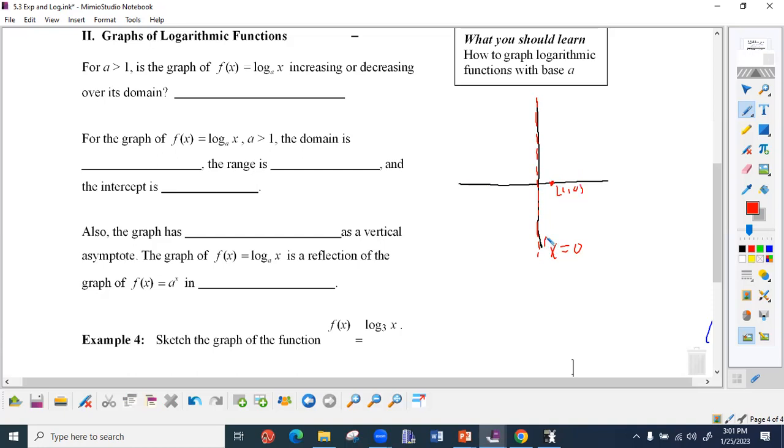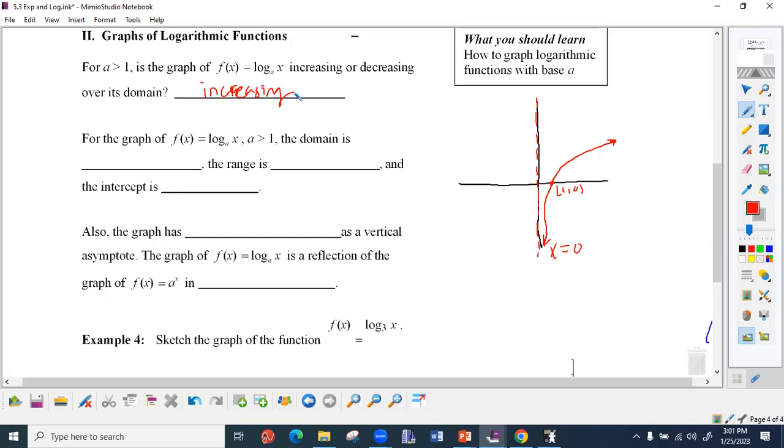Okay, so my function looks something like this. Now that we have the function, let's describe what we see. For a log function with a greater than 1, is it increasing or decreasing? It's increasing because we read a graph from left to right. Nice, increasing. There you go.